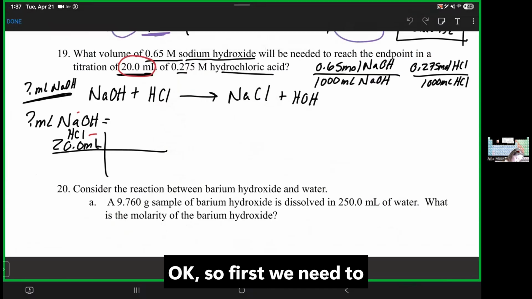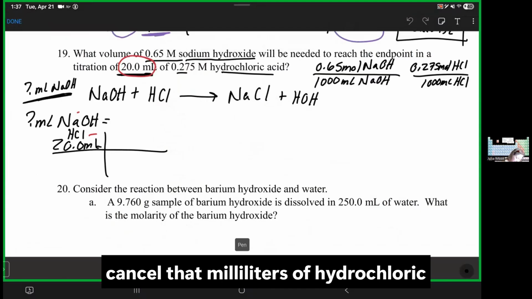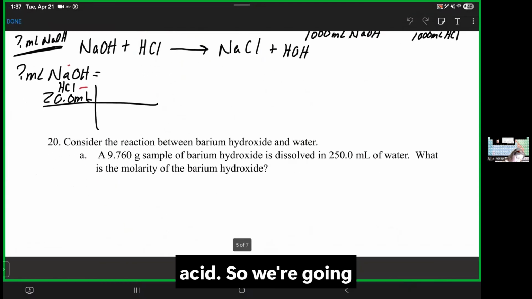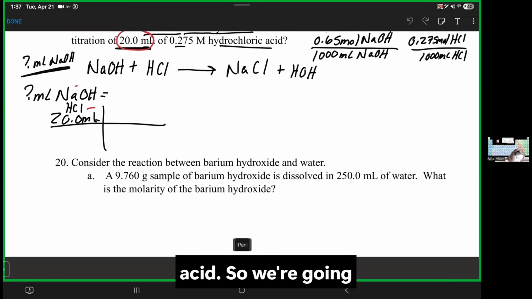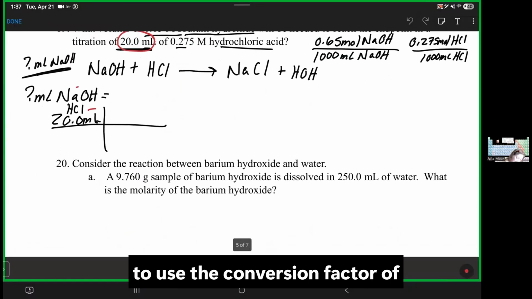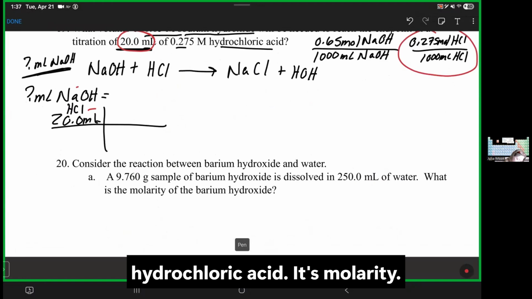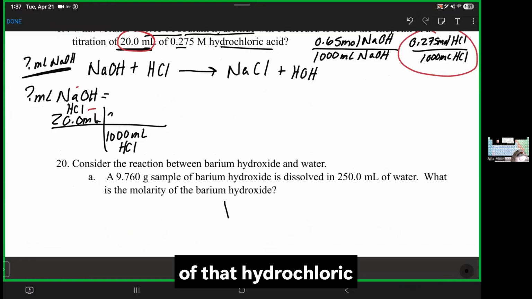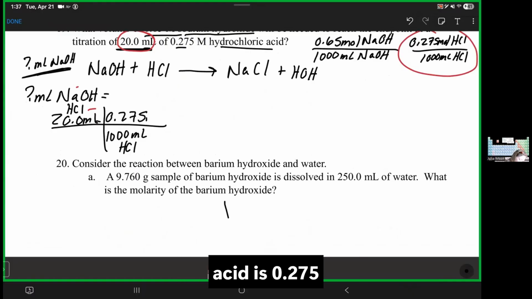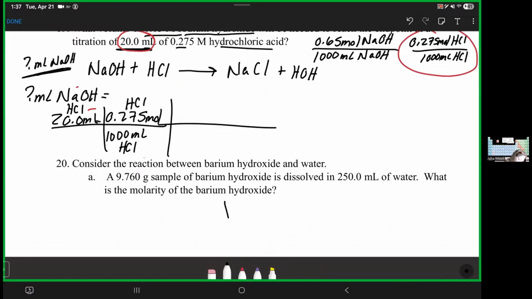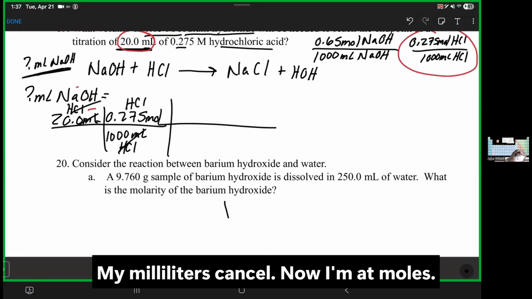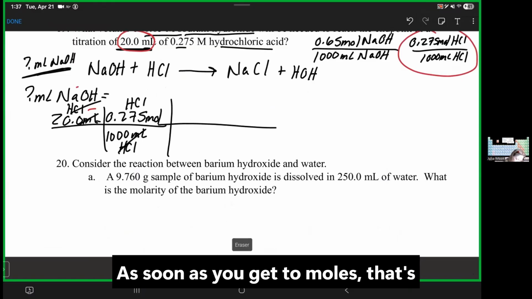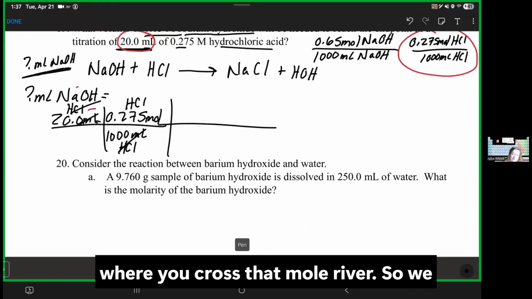Okay, so first we need to cancel that milliliters of hydrochloric acid. So we're going to use the conversion factor of hydrochloric acid, its molarity. So 1,000 milliliters of that hydrochloric acid is 0.275 moles of it. My milliliters cancel. Now I'm at moles. As soon as you get to moles, that's where you cross that mole river.